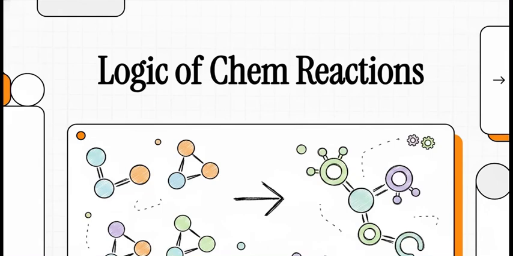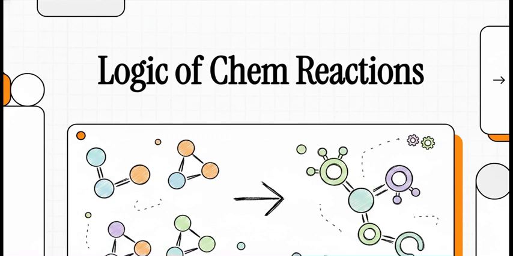Welcome to this explainer. If you've ever looked at a chemistry textbook and felt completely overwhelmed by the sheer volume of formulas, you are definitely not alone. It looks like alphabet soup, but today we're going to reframe how we look at these reactions. We'll discover that chemical equations aren't actually just random letters and numbers you have to memorize, but rather a completely predictable, highly logical molecular choreography.